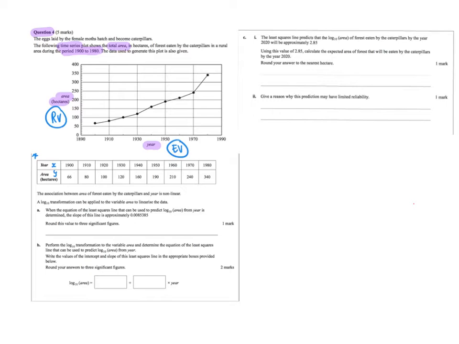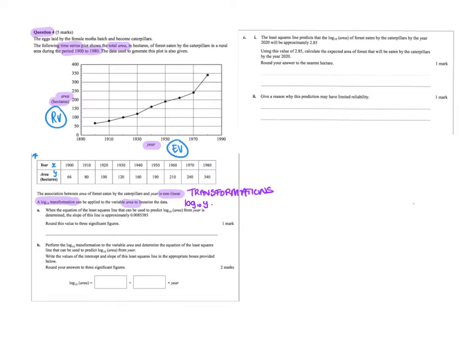Now they said that the association between the area of the forest eaten by the caterpillars and the year is nonlinear. So as soon as you see that it's nonlinear, you know that you will be doing transformations with your data. As I said, in exams, they generally tell you what transformation you're going to do, and it has told you here a log transformation is applied to area. So really that's like saying a log 10 y transformation.